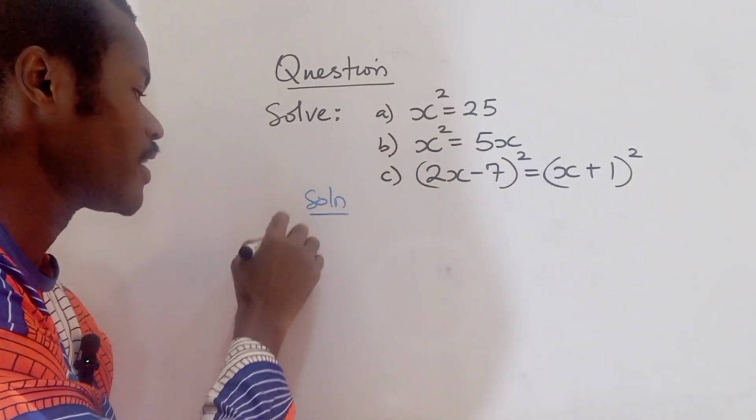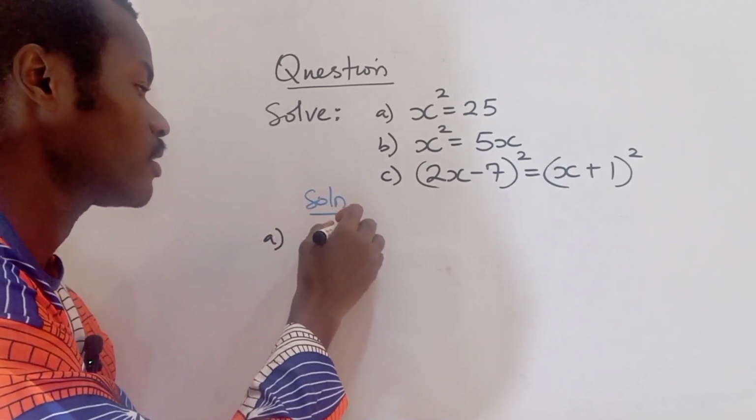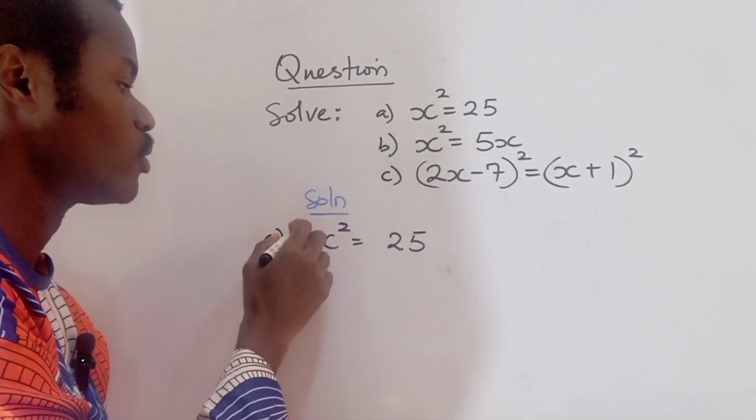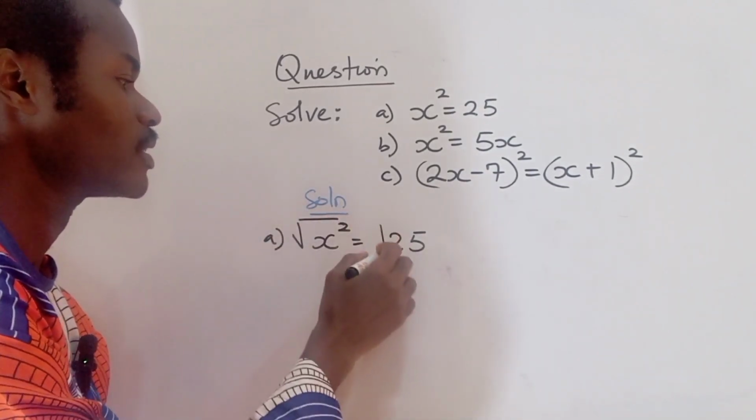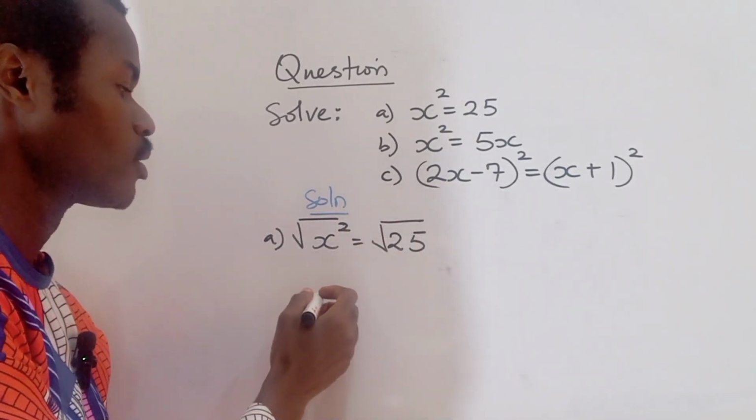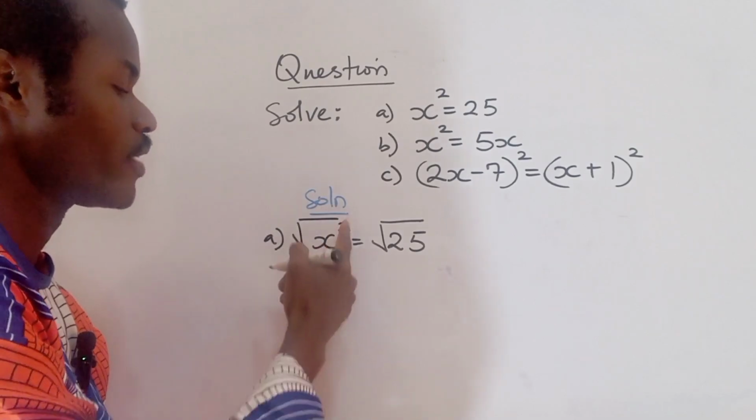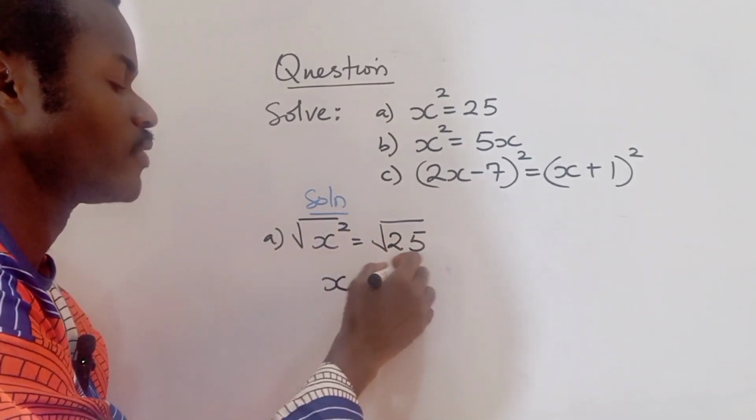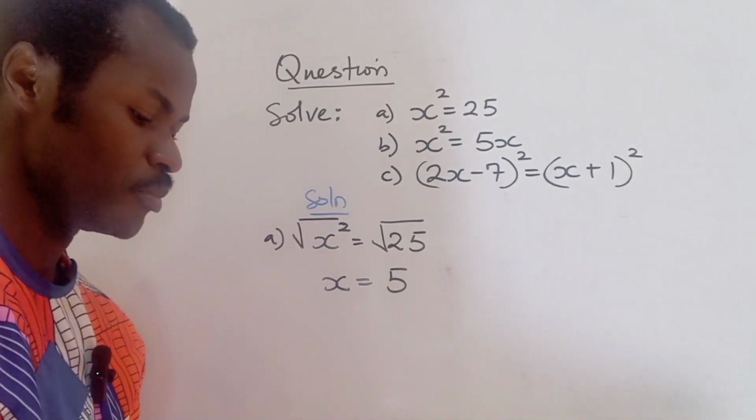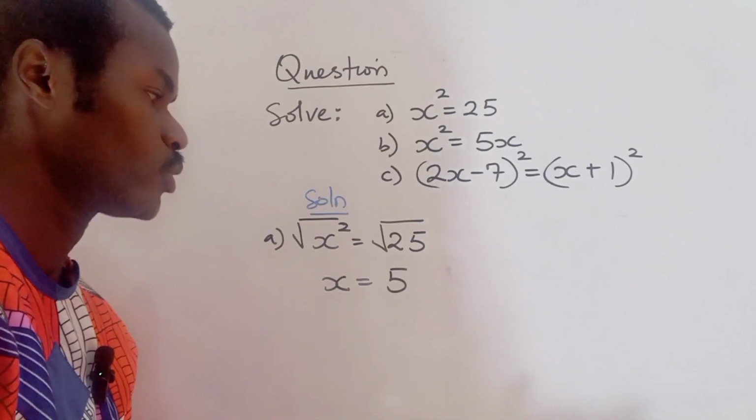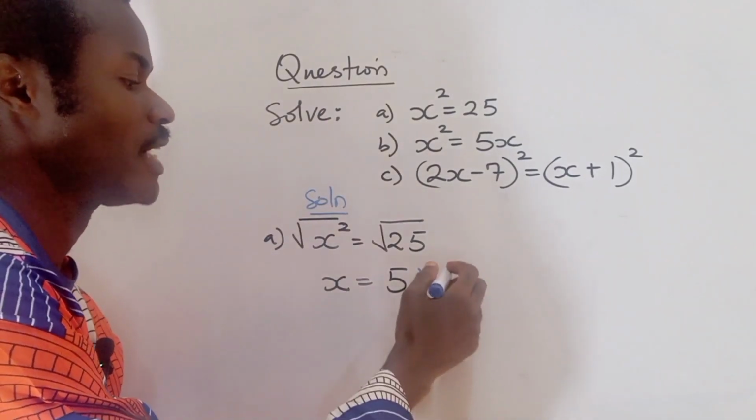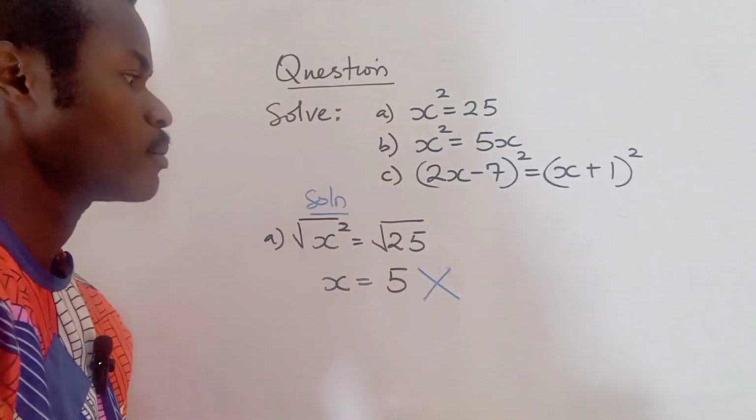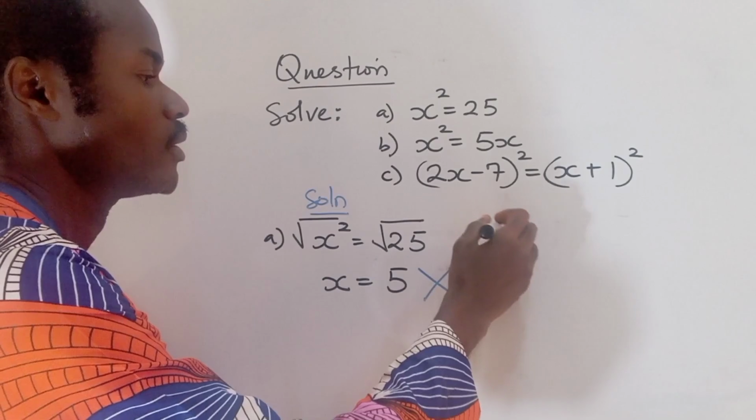For A, if we have x squared is equal to 25, most people will simply want to say take the square root of both sides, right? Such that the square root of x squared is now x and the square root of 25 is 5. Most times this is how we want to solve this. But this, I must tell you, is wrong. But how do we actually solve this?